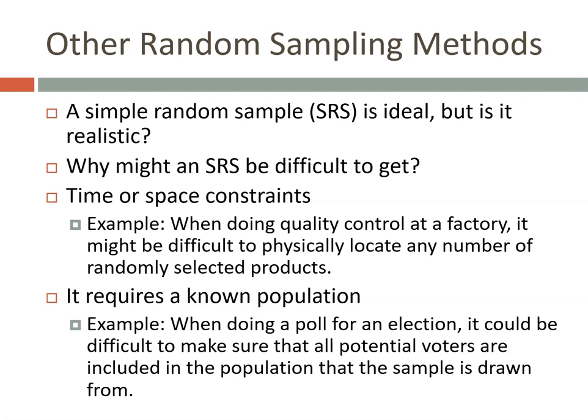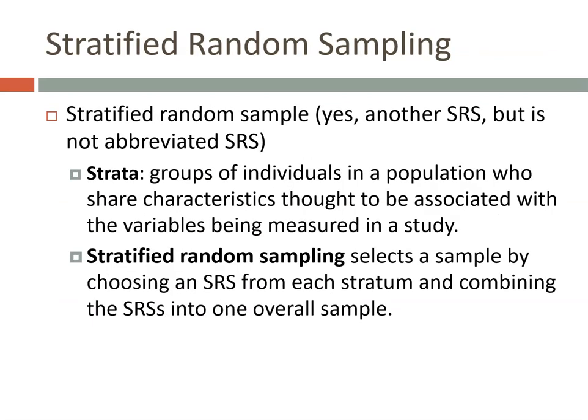When you're doing a poll for an election, it can be difficult to make sure that all potential voters are included in the population that the sample is drawn from. So while we would love to do a simple random sample, and we can do lots of great things when our data is collected through one, it might not always be the easiest option. So let's go through a couple of other random sampling methods that are not simple random samples. They're still random, so they're still legitimate. They're just not simple random samples.